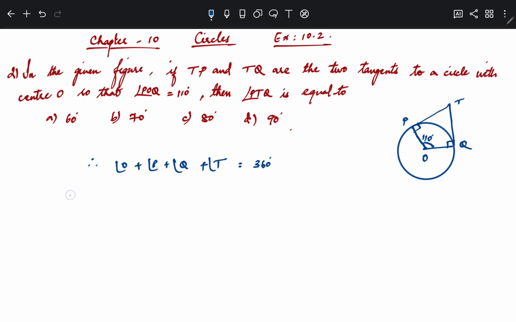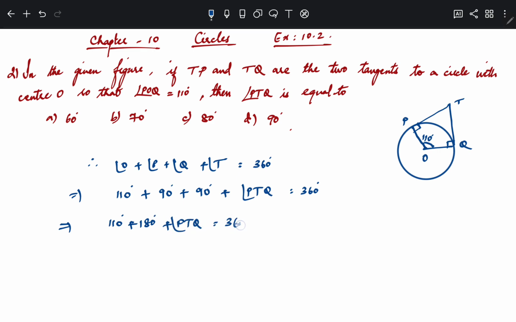Substituting their values, angle O is 110 degrees, angle P is 90 degrees, angle Q is 90 degrees, plus our angle PTQ is equal to 360 degrees. Adding them, 110 plus 180 plus PTQ equals 360 degrees. We get 290 plus PTQ is equal to 360 degrees.